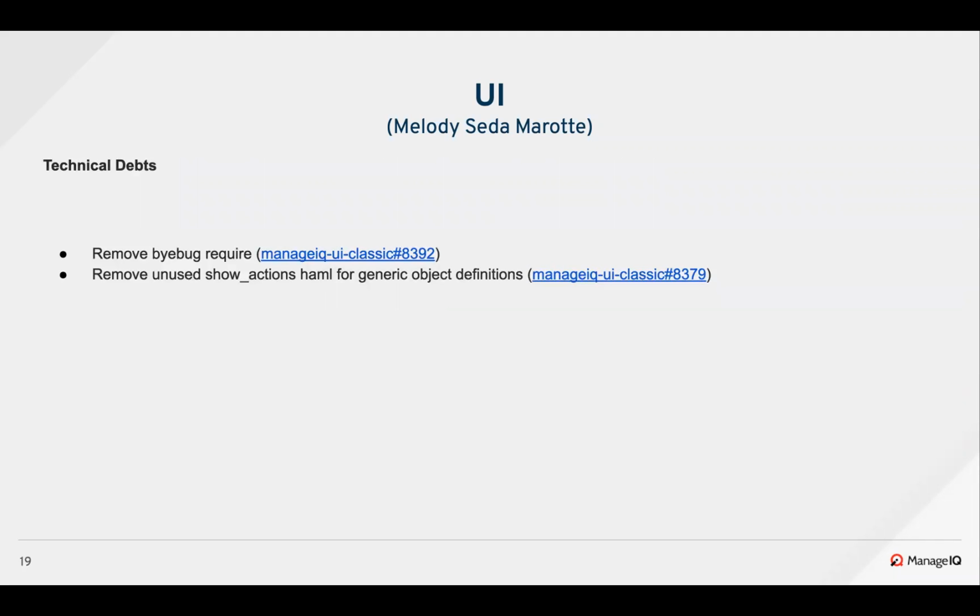Here for the final 2 technical debt items, Jay found a stray debug in the VM actions ownership RB file and removed it. And Gilbert removed a few unused actions for generic object definition lists. That's it. Thank you.